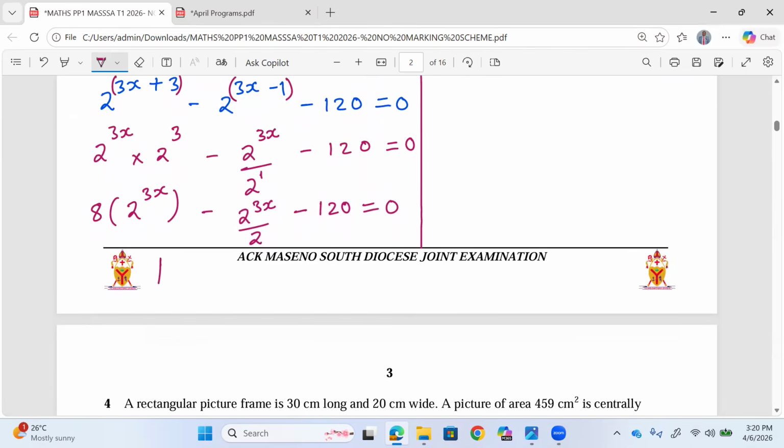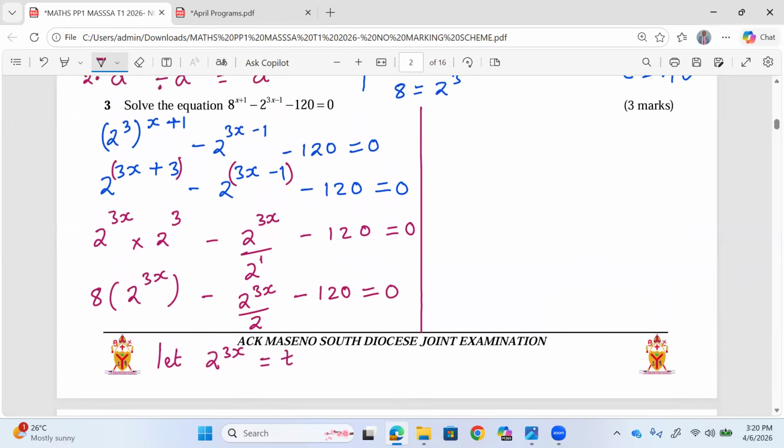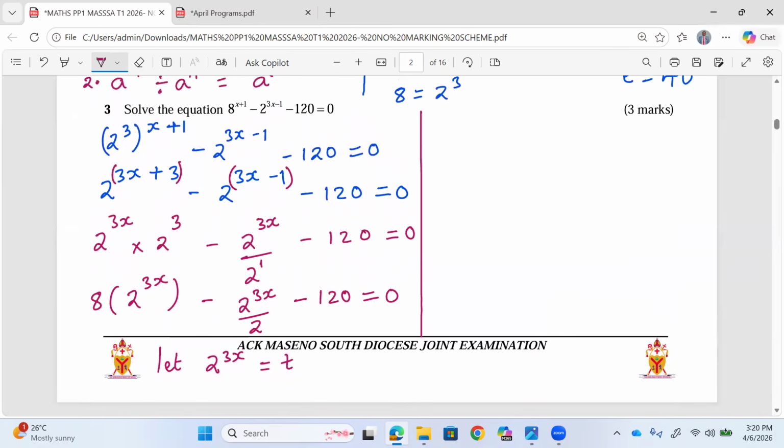So can we let 2 power 3x be a different unknown, which can even be t, so that now this expression is rewritten. We rewrite our equation such that we have 8 times the value of t, minus the value of t over 2, minus 120. This is equal to 0.